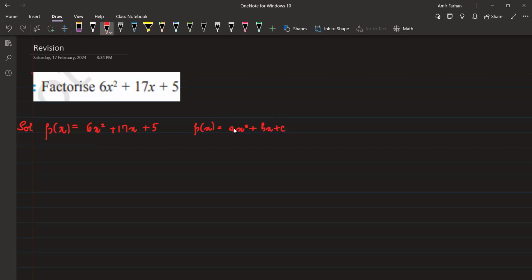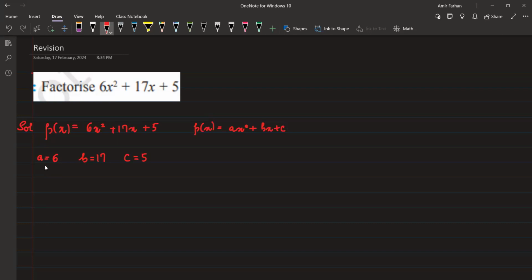Now if I compare this with the polynomial, I get the value of a as 6, the value of b as 17, and the value of c as 5. Say yes or no, clear? Yes, sir. Does anybody have any doubt till now? No, sir, clear till here. Very good.